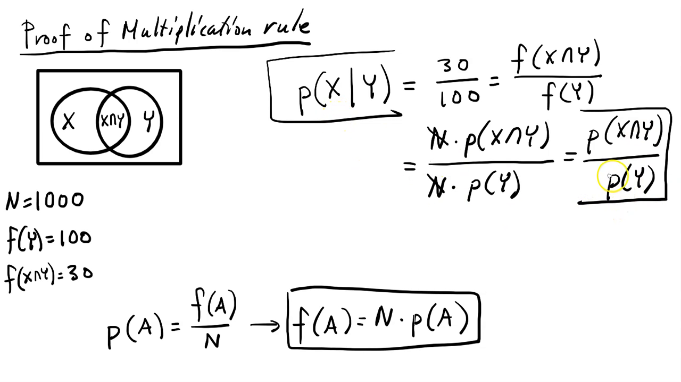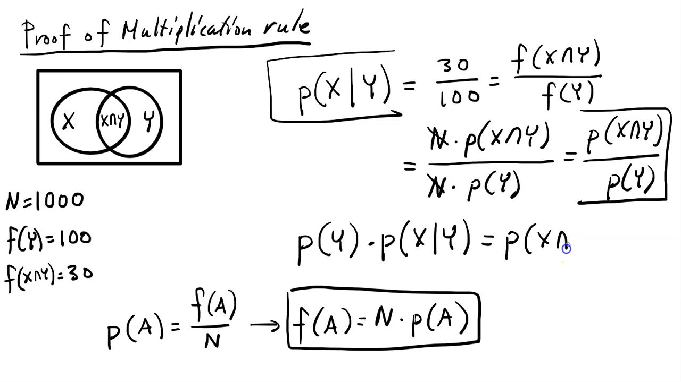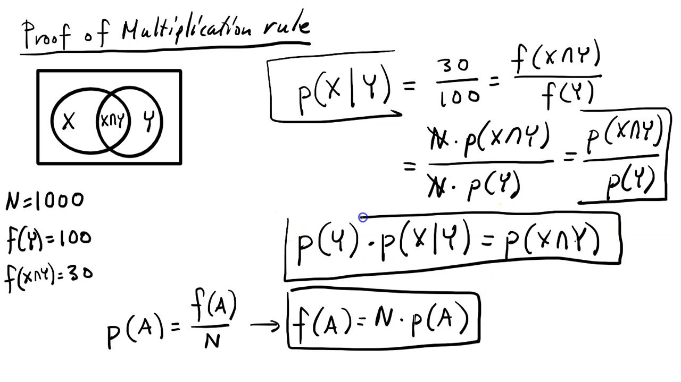Let's say now we multiply both sides with p of y. So we multiply this by p of y, and it's equal to that. But what is written here is nothing else than the multiplication rule. So this is just the multiplication rule we have proved now. And to get the other version of the multiplication rule, we change the roles of x and y. We just have to change the roles here and reason exactly the same way. So this is the proof of the multiplication rule.